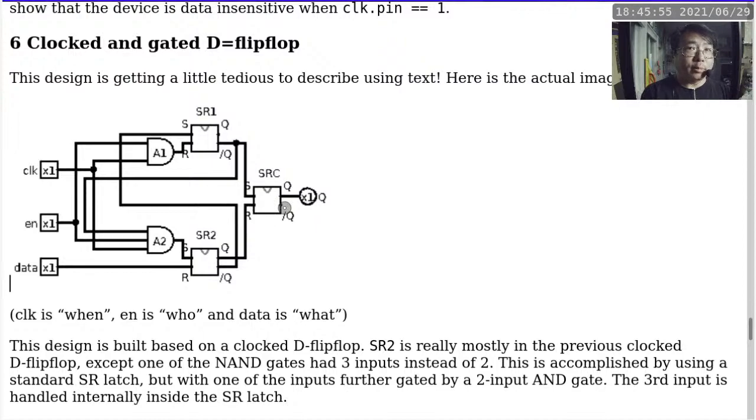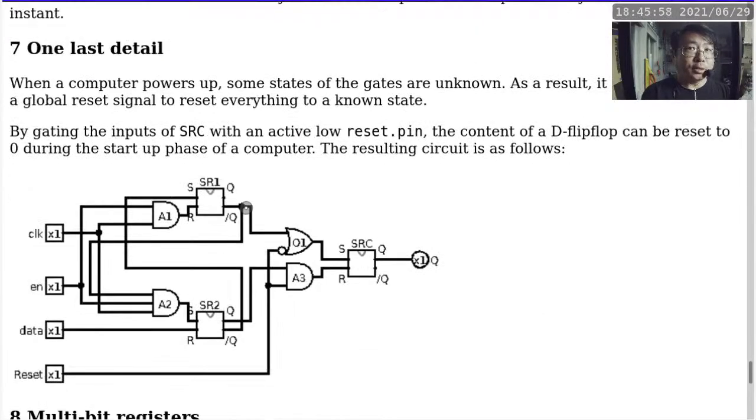When you compare the diagram of section 6 to the diagram of section 7, for the most part they are the same, except the output of NQ from SR1 is now going through a funny looking OR gate before it reaches the S pin of SRC, and likewise the output Q from SR2 is now not connected straight to the R pin of SRC. It's going through the AND gate A3 before it gets to the R pin. So now you have to ask the question, what is the reset pin going to do to the SR latch SRC?